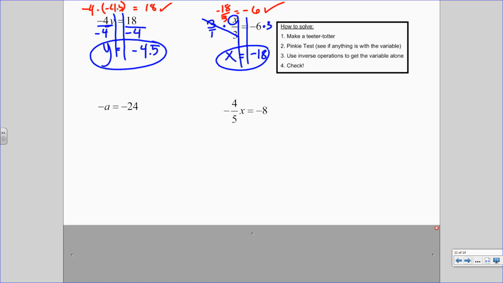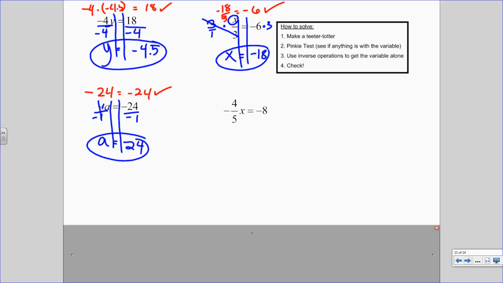All right, this next one, it looks like we find our variable here, and the only thing with it is a negative, which really means there's a negative 1 right there. So I'm going to divide each side by a negative 1. And this becomes a equals a positive 24. And we could check that to make sure. If I have a negative a, which is 24, does that equal negative 24? And indeed, it does. Really, when you have a negative variable, you just have to change the sign of your answer.